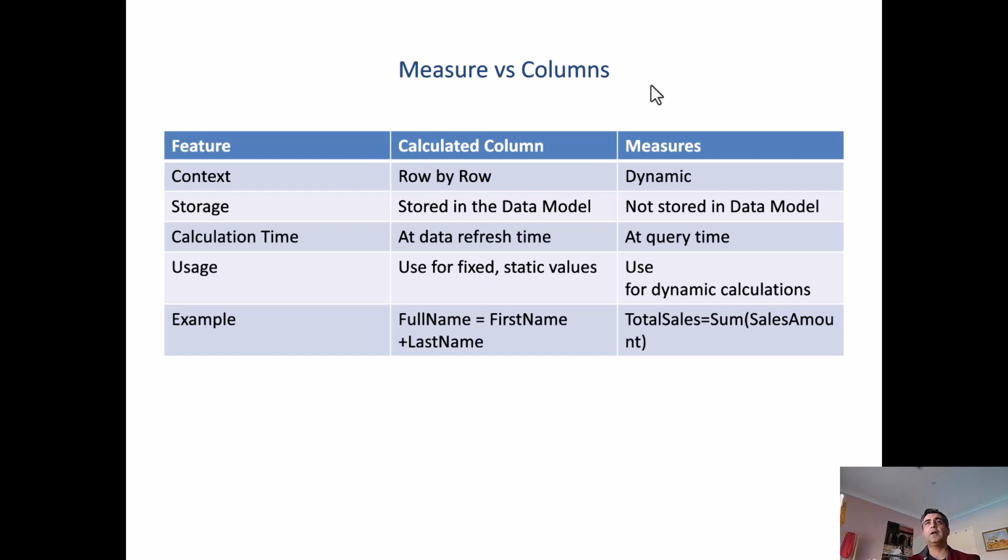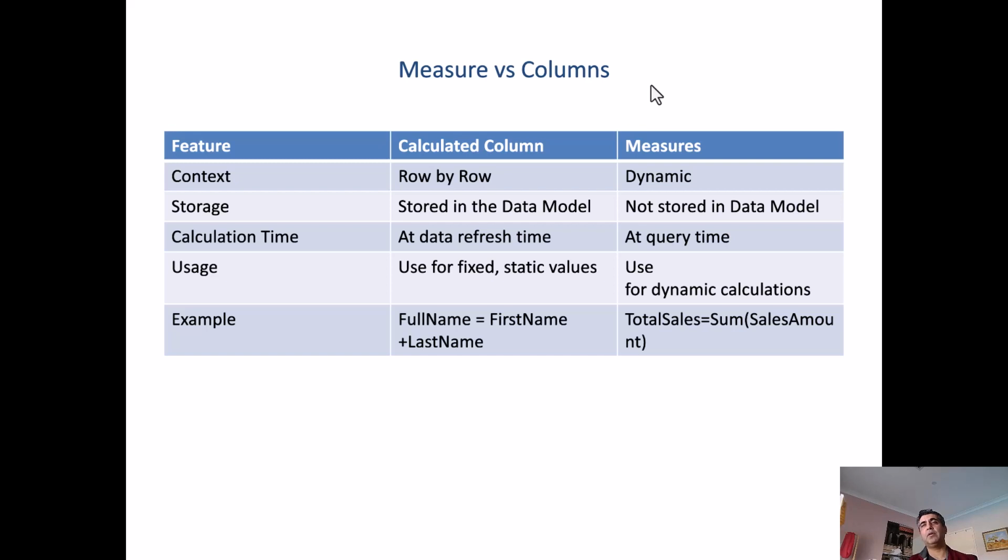First, context. In the case of columns, the context is row by row. Measure context is dynamic, depending on the slicers and the filters on the page. Storage: calculated columns are stored in the data model, measures are not stored. Calculation time: calculated columns are calculated at data refresh time. So let's say you build a Power Query and then you refresh the data. That data will come in and the calculated column will get calculated at that point in time and sit with your data model. Measures will not get calculated at data refresh time. They are calculated at query time, when you decide to use them. Usage: columns are used for fixed static values and measures for dynamic calculations.